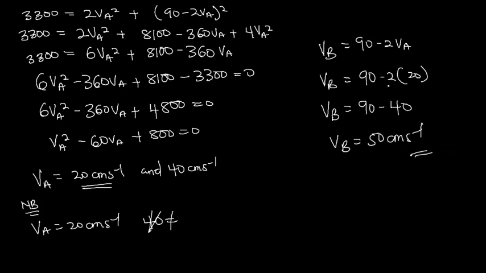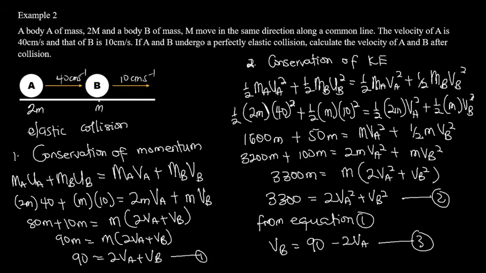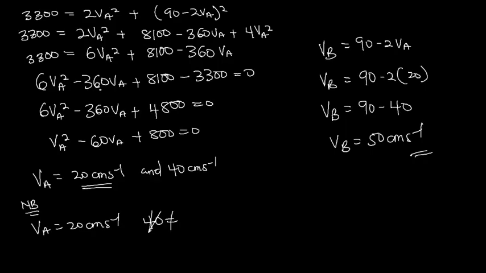And this makes sense though, because before collision the body B was moving with a velocity of 10 centimeters per second, and body A has twice the mass of body B, which means when they run into each other, body A will definitely reduce its velocity, but body B, its velocity will increase. Okay, so our va, which is the velocity of body A after collision, is 20 centimeters per second, and our vb is 50 centimeters per second.